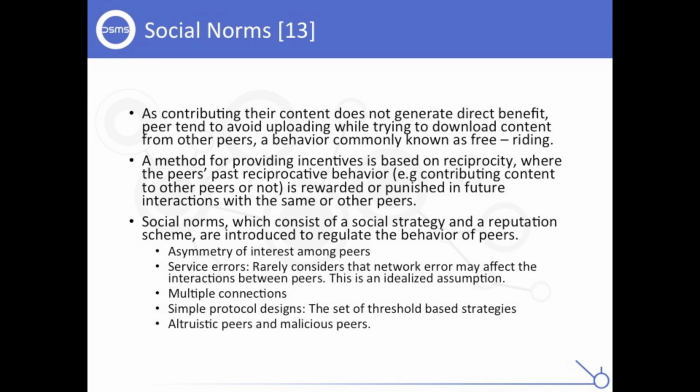As a standard rule, some social norms must be defined. According to Yu Shang and Mihaela van der Schaar, these social norms should include a method for providing incentive based on reciprocity, where the peer's behavior is rewarded or punished in future interaction with other peers. Also, these norms should consider the asymmetry of interest among peers, service errors, multiple connections, simple protocol designs, and altruistic peers and malicious peers.